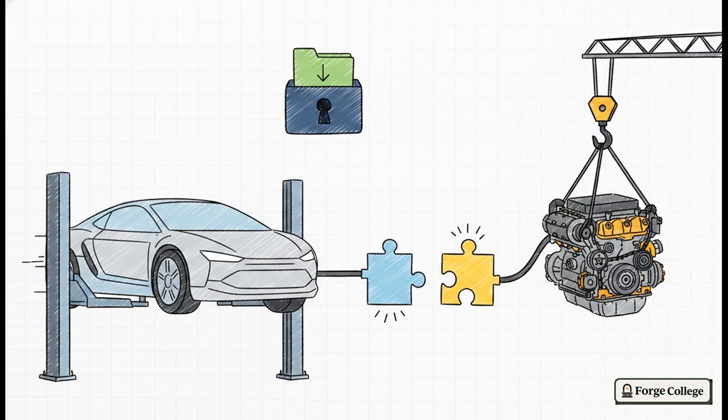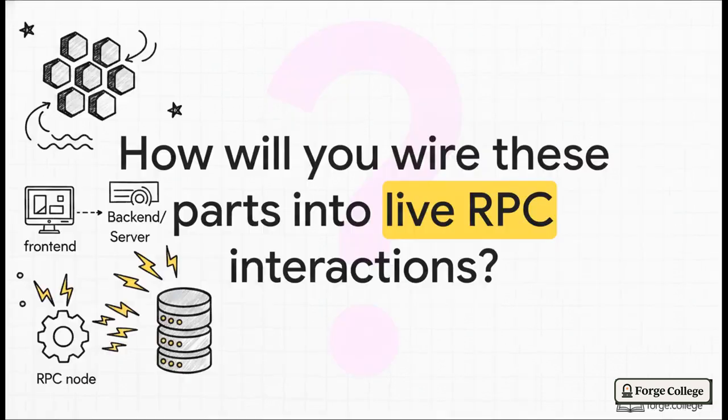So make sure you commit this library, your tests, and your demo page to your Capstone repository. We've basically built a beautiful, high-performance sports car today. But right now, it doesn't have any gas. So, how exactly will you wire these isolated front-end parts into live, breathing RPC interactions in the next lesson?